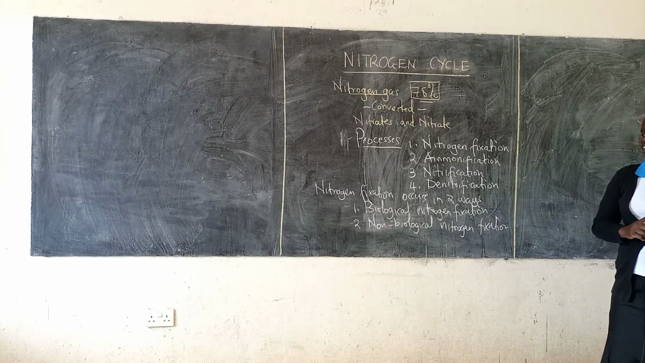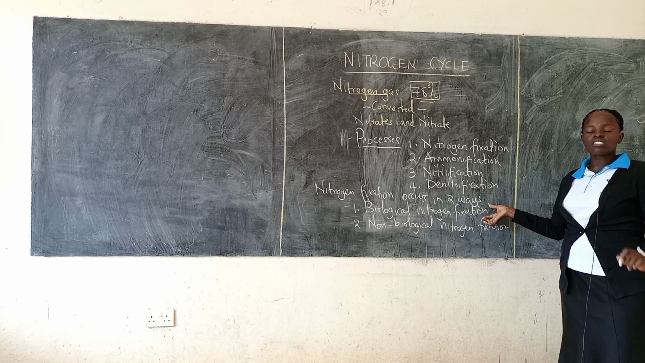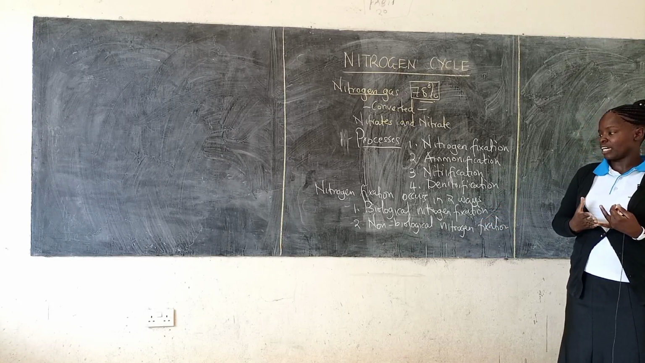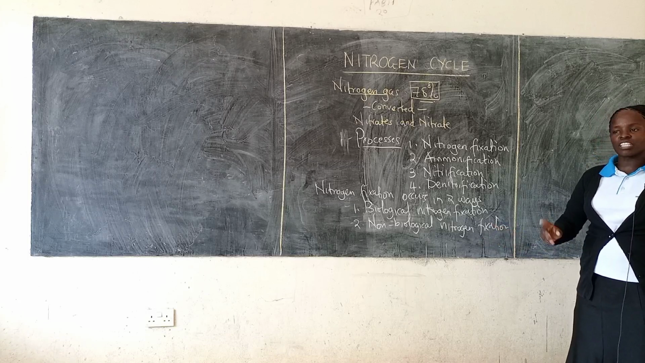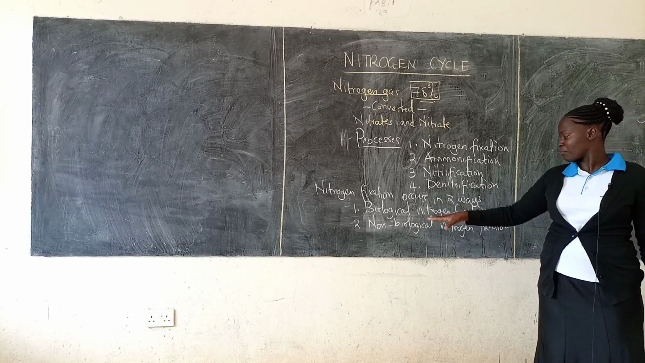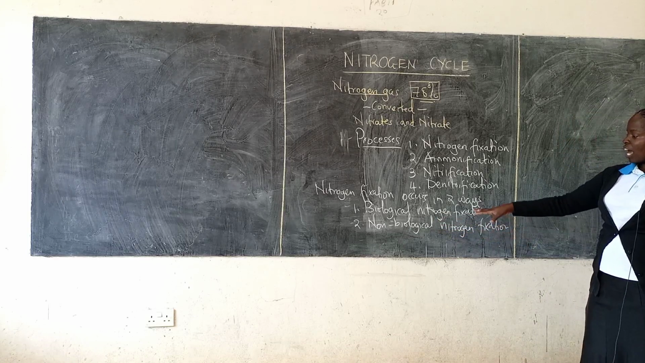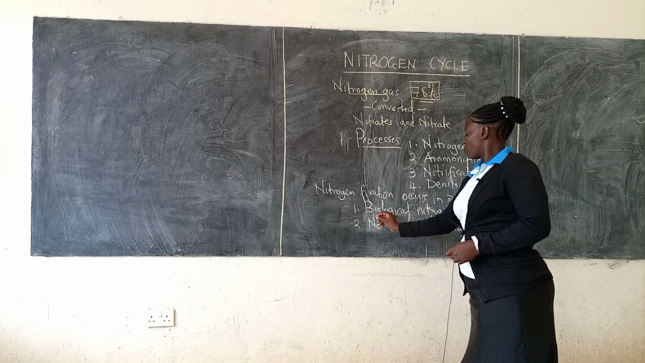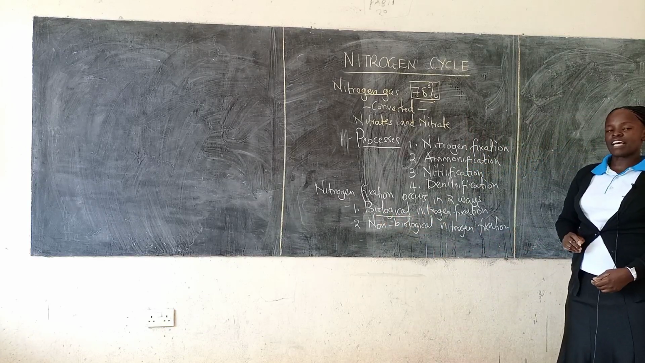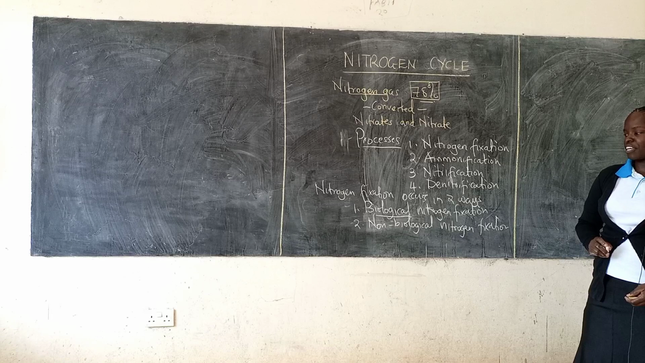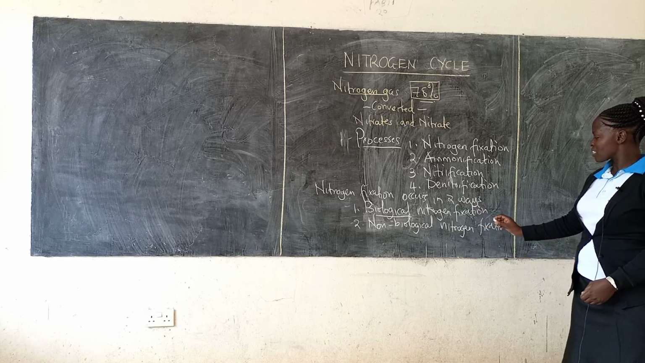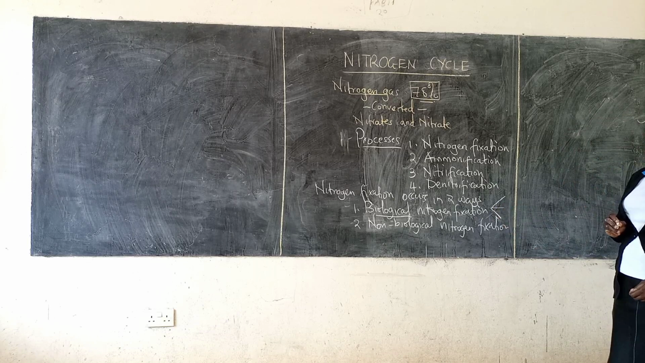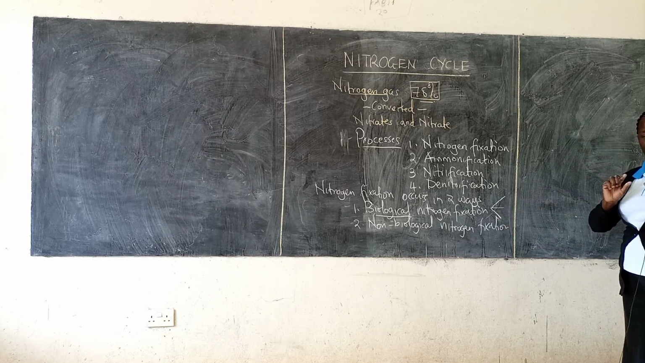Why is the first method referred to as biological nitrogen fixation? It is called biological nitrogen fixation because this fixation is done by bacteria. The second case does not involve bacteria, so it is called non-biological nitrogen fixation. Under biological nitrogen fixation, because we are involving bacteria, there are classes of organisms that we are going to identify here. Biological nitrogen fixation is split into three ways.